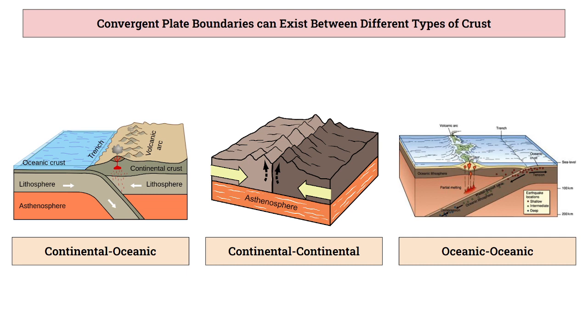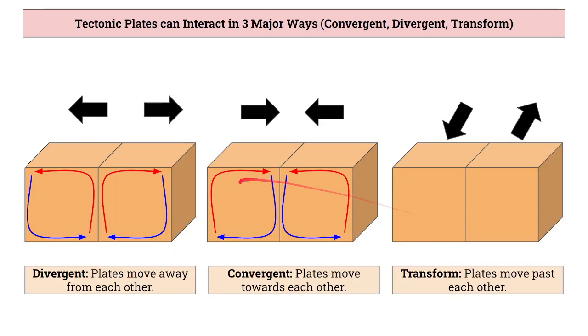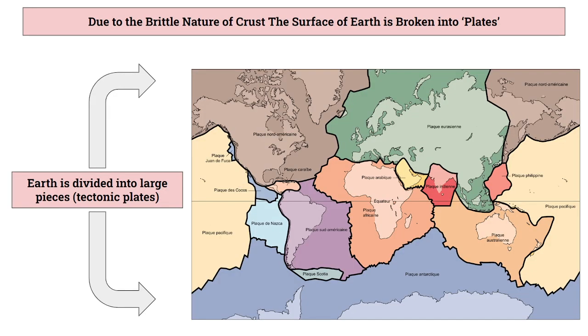Now, when we talk about convergent plate boundaries, so plate boundaries in which two plates are pushed together, there are three ways that you can have a convergent plate boundary. You can have it where two continental crusts meet. So for example, if you look at India as part of this plate and Asia as part of this plate, these two are being pushed together, and this is the plate boundary that exists between them. So you have two continental sections being pushed towards each other.